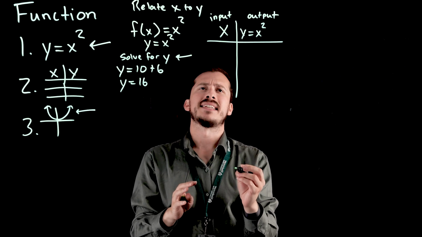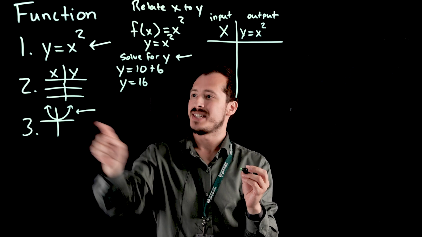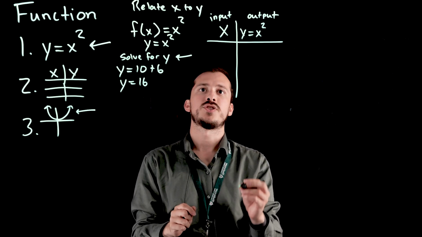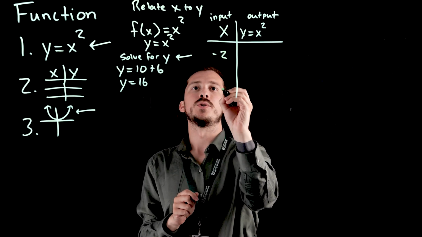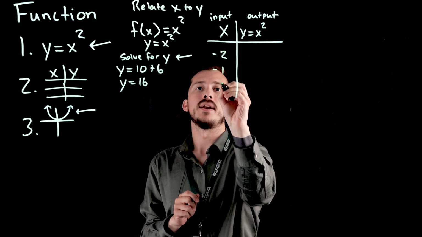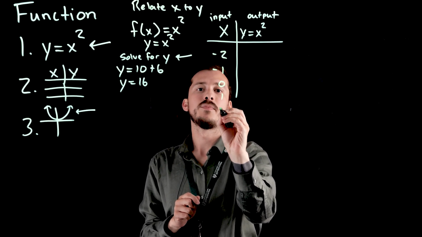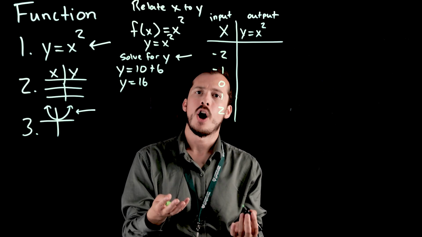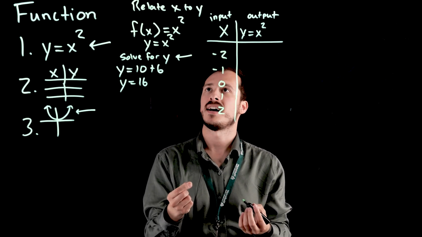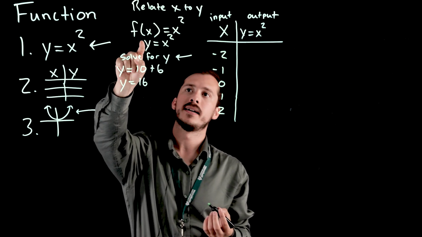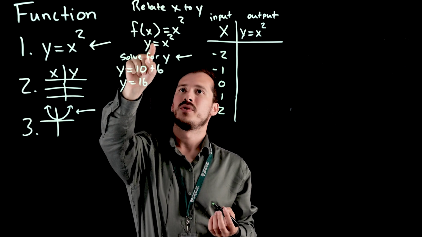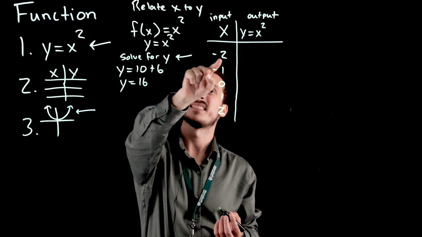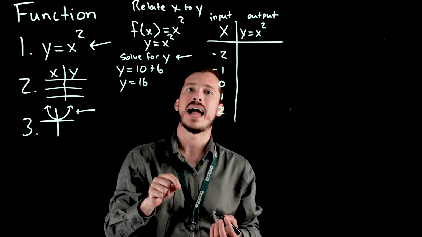But to finish building the table, what we want to do to get this shape in number 3 is plot some points. So we're going to start with -2, -1, 0, 1, and 2. We're calling these inputs because when we're looking at the function, this is the value that we are going to plug in, so to speak, for x. We're going to substitute this value in for x.